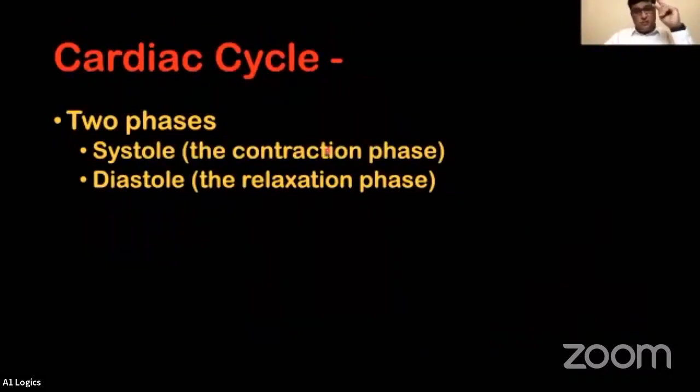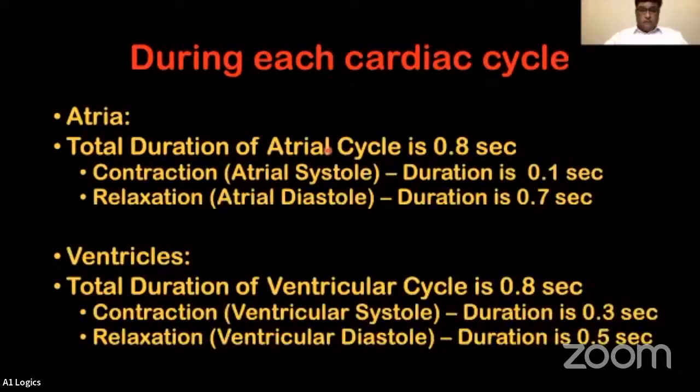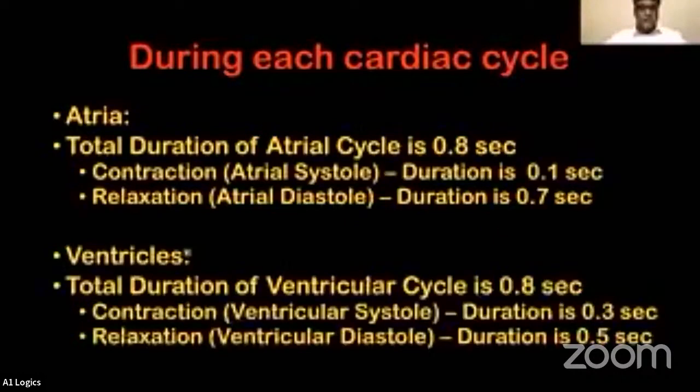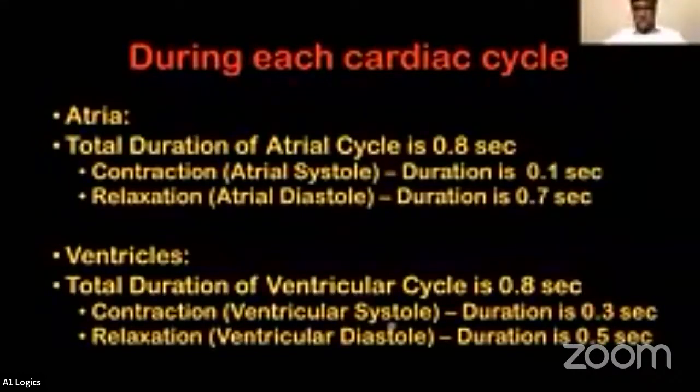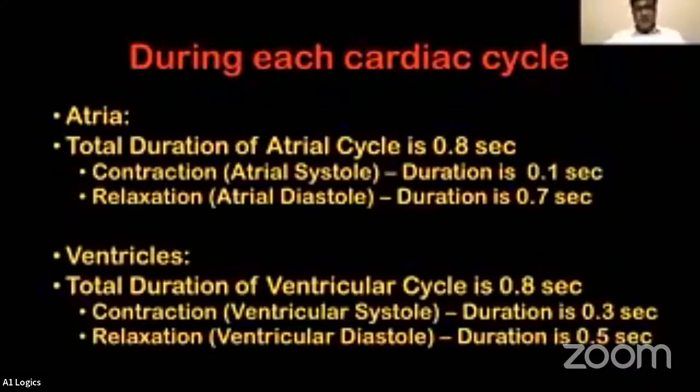Now, essentially, there are two phases in the cardiac cycle: systole, the contraction phase, and diastole, the relaxation phase. During each cardiac cycle, as I said, it is about 0.8 seconds. So atrial systole is about 0.1 second. Always remember the systoles have shorter duration and the diastole has a longer duration, because the time taken to fill the atria or the ventricle takes a little longer. So atrial diastole is 0.7 seconds. The ventricular systole is about 0.3 seconds and ventricular diastole is about 0.5 seconds.